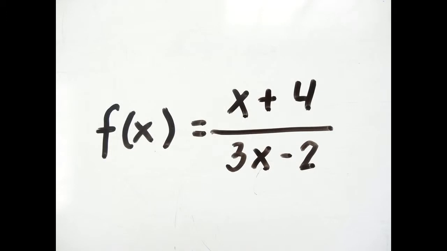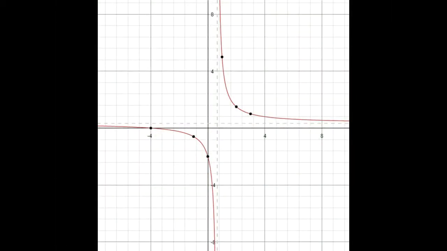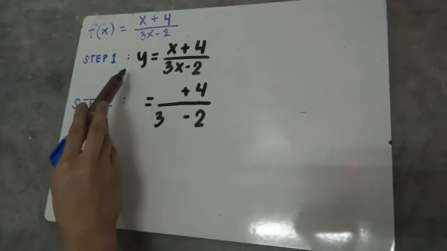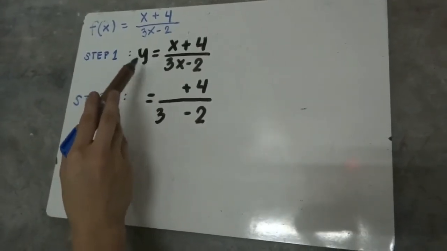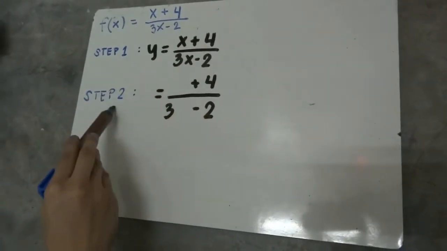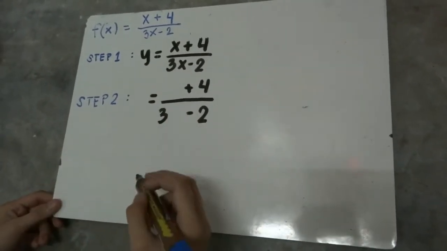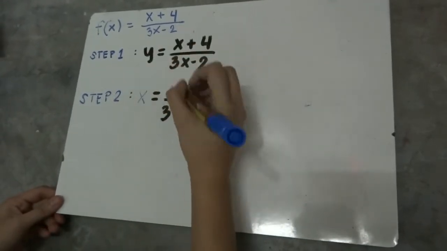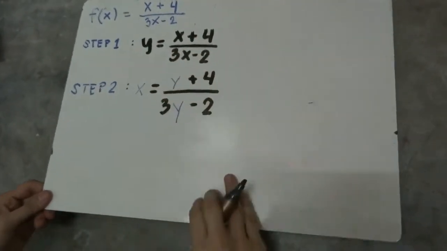f of x is equal to x plus 4 all over 3x minus 2. It is a one-to-one function because the horizontal line does not intersect the graph at more than one point. Next, step 1 is to change f of x to y so that the equation will become y equals x plus 4 all over 3x minus 2. Step 2 is to change x and y. So it will become x equals y plus 4 all over 3y minus 2.